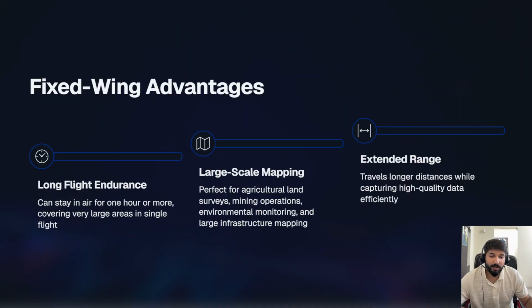Because of this capability, fixed wing drones are commonly used for large scale mapping projects such as agricultural land surveys, mining operations, environmental monitoring, and large infrastructure mapping. Fixed wing drones are also more energy efficient, allowing them to travel longer distances while capturing data.